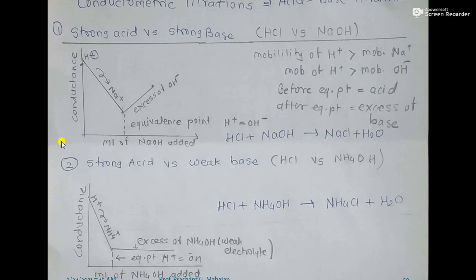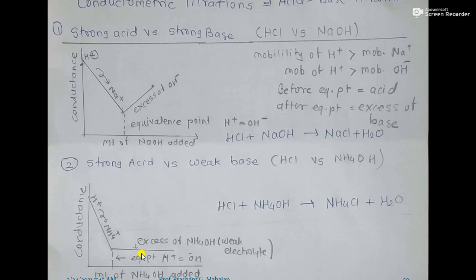So you can see there is H+ conductivity on the upper side, and when we add NH4+, that is ammonium hydroxide, that H+ is going to be replaced by the slow-moving NH4+. That's why conductivity decreases up to the equivalence point. At the equivalence point, the H+ is equal to the OH−. That means acid is equal to base.